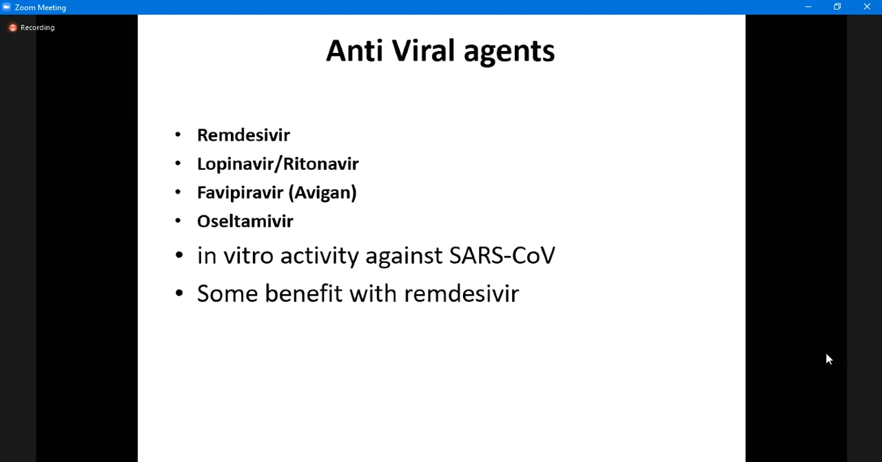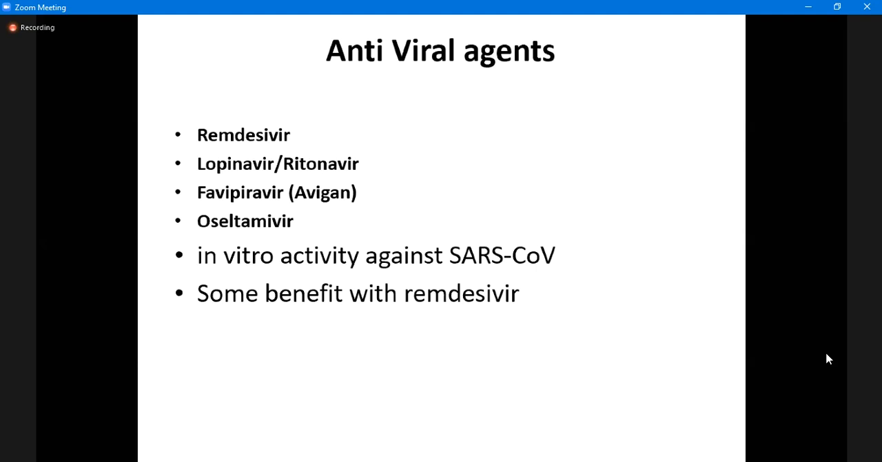Then lopinavir and ritonavir are two agents which have been used primarily as HIV medication. So there is in vitro evidence showing benefit of lopinavir and ritonavir in combination against COVID-19, and a few studies also showed some clinical benefit, but again, overall, we don't know whether these agents are effective or not.